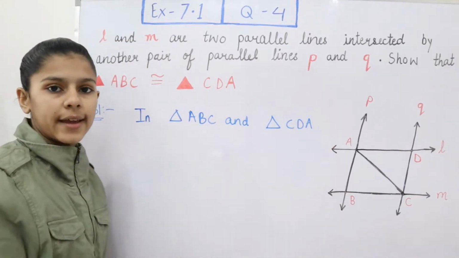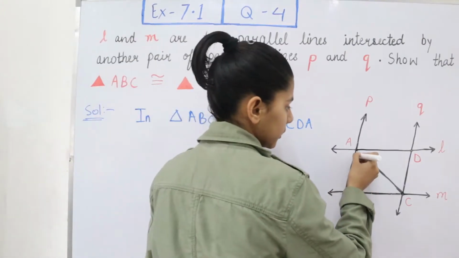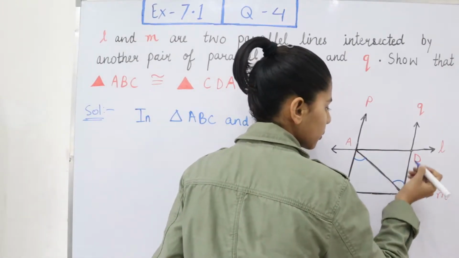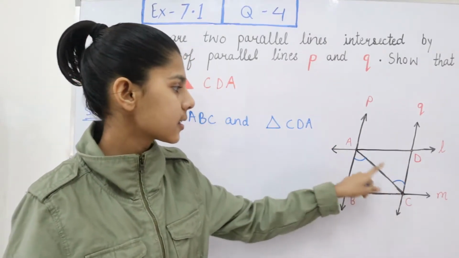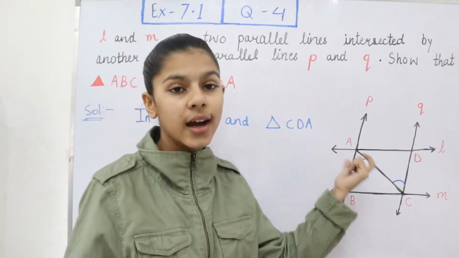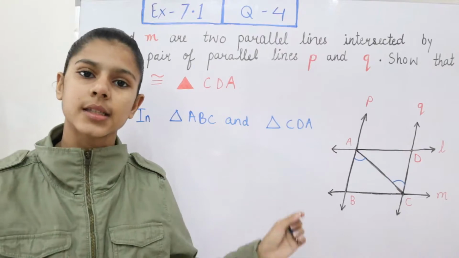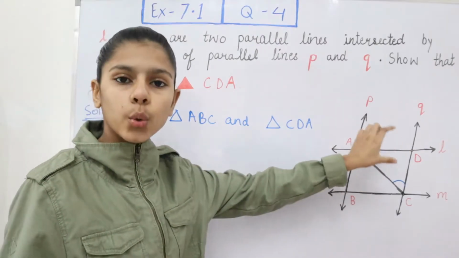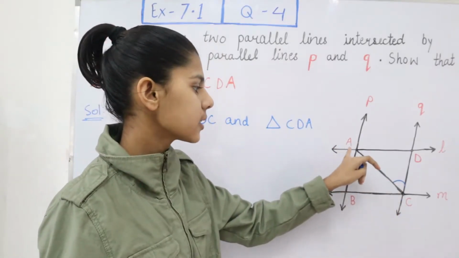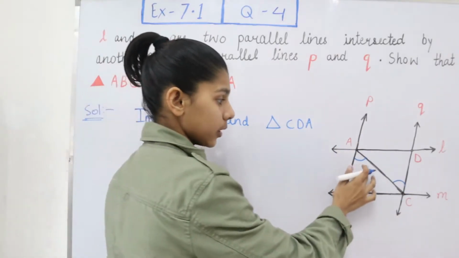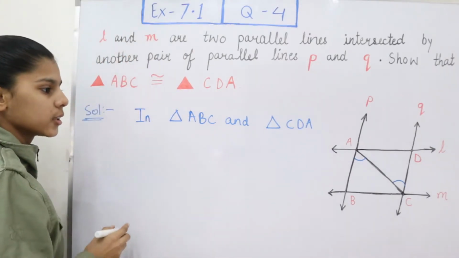So in both of the triangles, what you can observe is that these two lines are parallel. So this angle will be equal to this angle. Angle BAC will be equal to angle DCA. Why? Because they are alternate interior angles. This property we have studied in chapter number 6, Lines and Angles, that whenever two lines are parallel and they are intersected by a transversal, here the transversal is AC, the alternate interior angles are always equal. So these two angles will be equal.